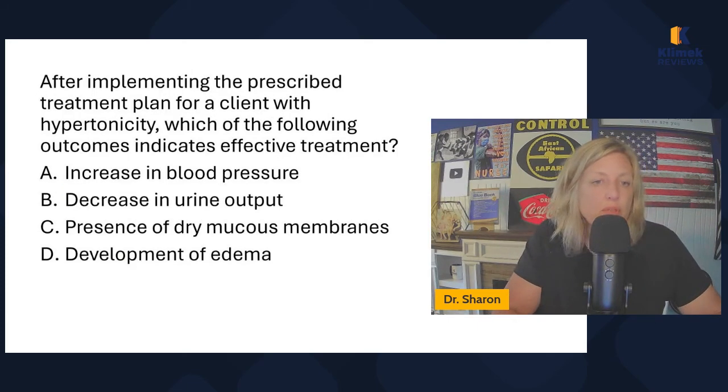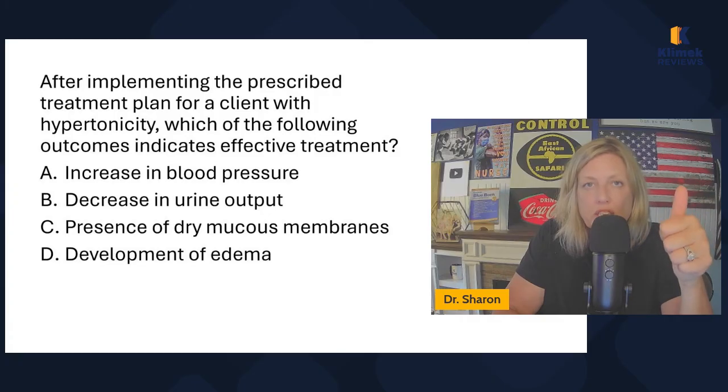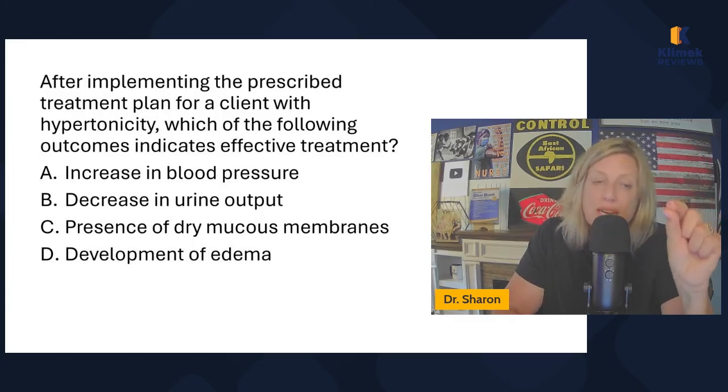After implementing the prescribed treatment plan for a client with hypertonicity, which of the following outcomes indicates effective treatment? So hypertonicity is what? Dehydration. That's what it is. Remember, I taught you that several questions ago. So after implementing the prescribed treatment plan for a client with dehydration, which of the following outcomes indicates effective treatment? How do I know they're no longer dehydrated?